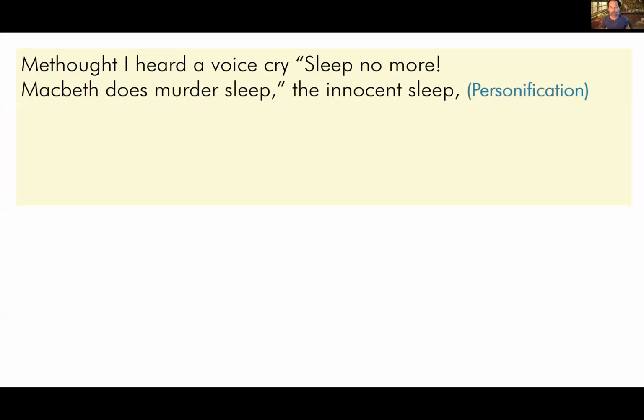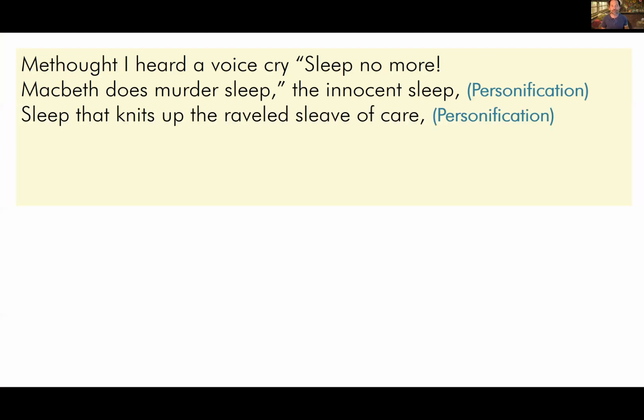And that Macbeth does murder sleep. You can't murder sleep, right? Unless sleep's a person, or you're using personification. Sleep that knits up the raveled sleeve of care. Again, personification. Sleep isn't a person that can knit things, although in this context, Shakespeare, or Macbeth, is describing the healing power that sleep can have.